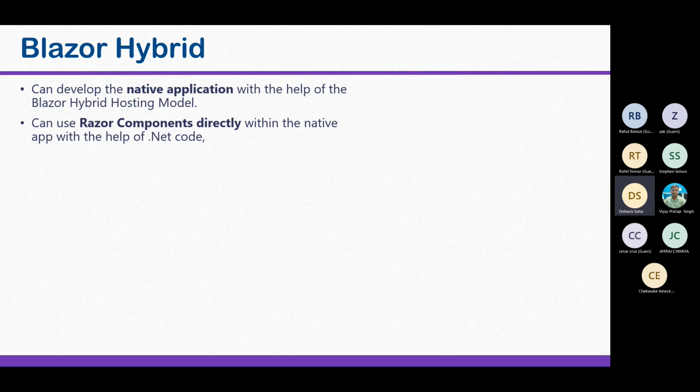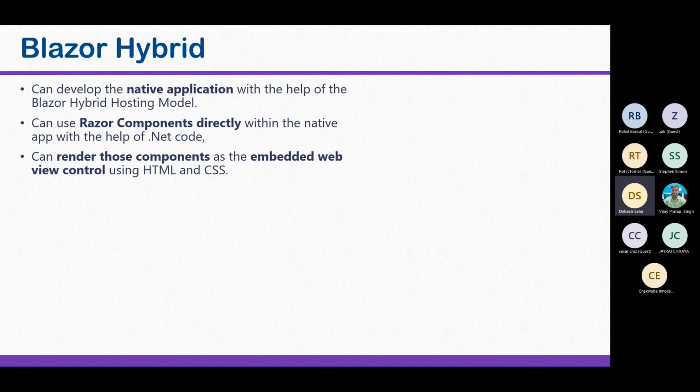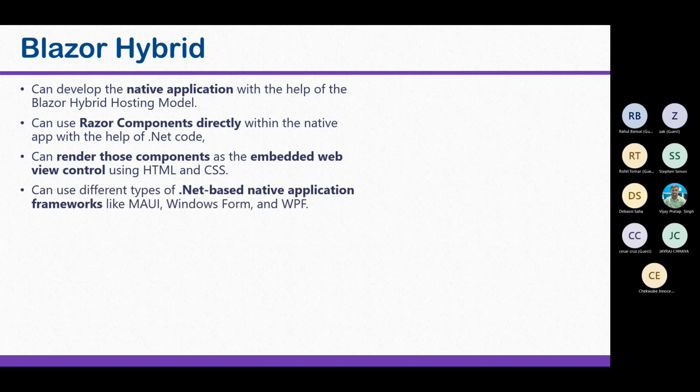In this model, we can use the Razor components directly within the native app as a web view. We can render those components as an embedded web view control by using HTML and CSS. So whatever Razor components we have built using the Blazor framework, we can embed into the web view as a web view control in the native part. For this, we can use different types of .NET framework applications like Windows Forms and WPF to implement it.